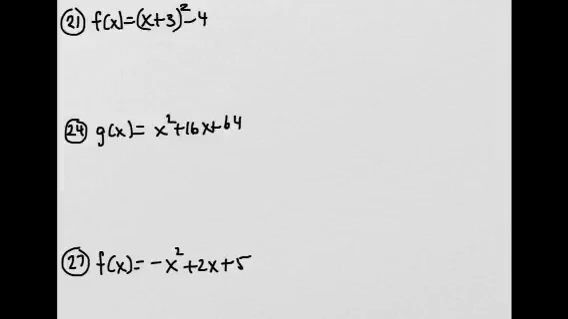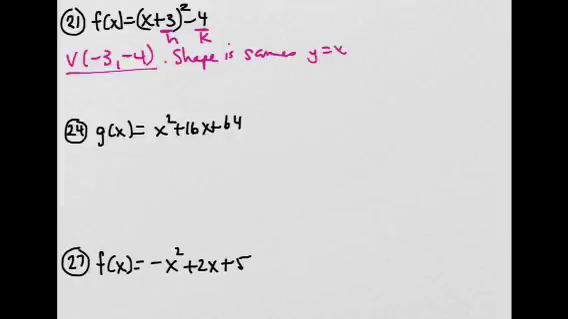For number 21, it's in vertex form. So from here I could see that h is -3 and k is -4. So the vertex is -3, -4. Okay, so the shape is same as y equals x squared. It just got translated 3 units left, and 4 down.